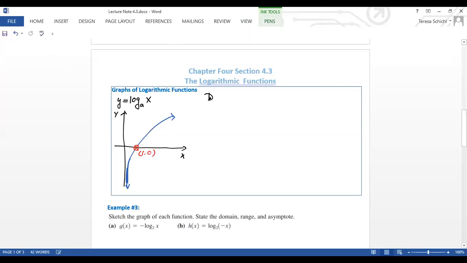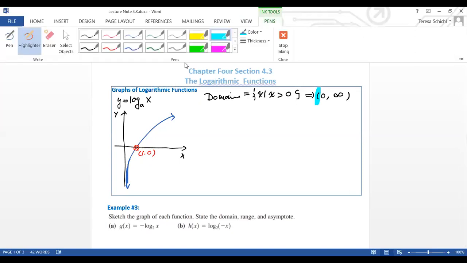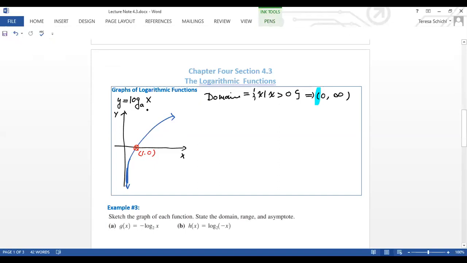So the domain here for the logarithm has to be greater than 0. That means the domain has to be from 0 to infinity. Because this is the asymptote, this is the parenthesis here. So it cannot be equal to 0. If you do not believe it, use your calculator and put in a negative number or 0. What is your calculator going to tell you? It's going to tell you error. So the domain of the log function has to be from 0 to infinity.